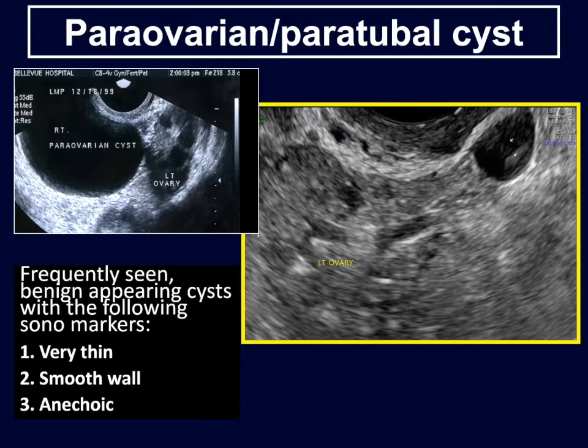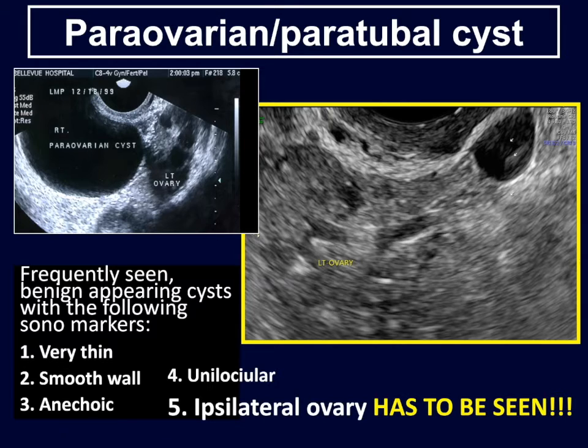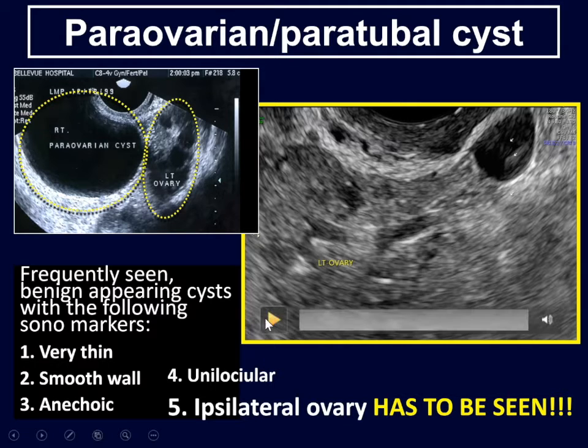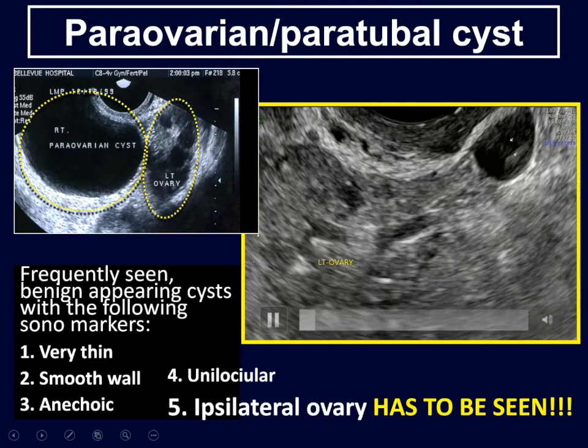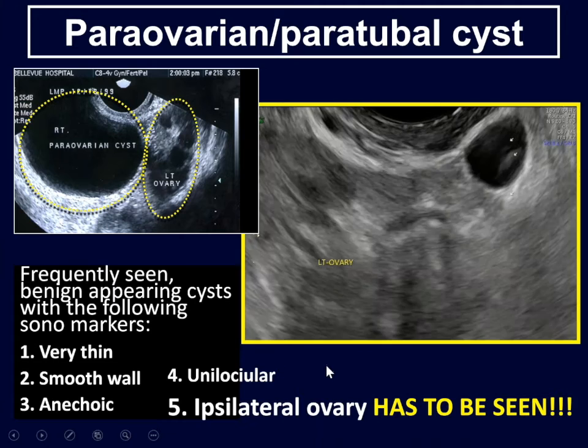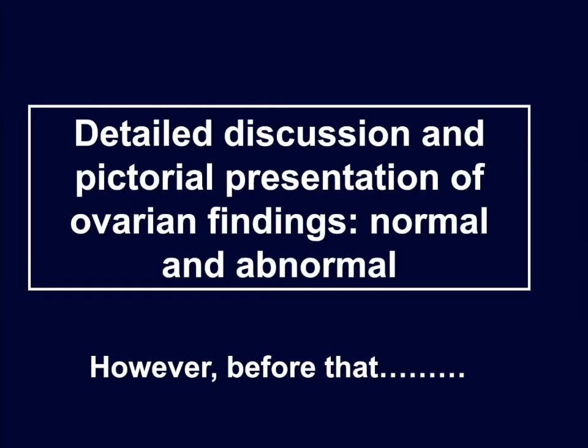Paraovarian or paratubal cyst, that's a very frequent finding. The important thing is, as you see it in the upper left picture, that you have to see the normal ovary on that side. They are usually thin-walled, smooth-walled, anechoic. They are usually unilocular, as you see it there, highlighted by the yellow circles. If you then push these structures, you can see clearly that they move apart from each other. But again, make sure that you see a normal ovary when you see that cystic structure.